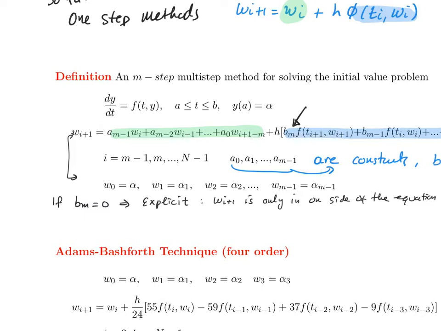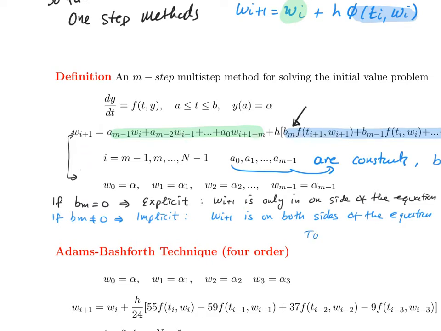Now, if the value for b_m is not equal to 0, then the method is called implicit. And now implicit means that w_{i+1} is on both sides of the equation. And therefore, you will have to solve for w_{i+1} if you want to apply the method.